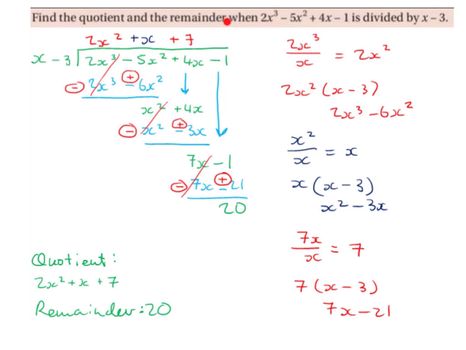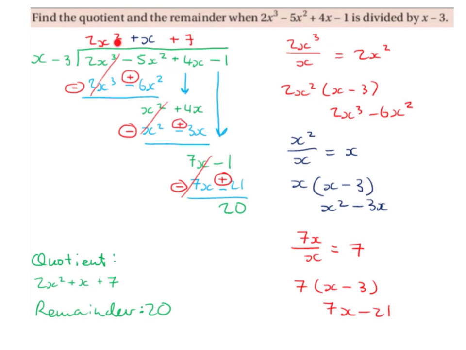Find the quotient and the remainder when 2x cubed minus 5x squared plus 4x minus 1 is divided by x minus 3. So again we set up our bus stop, and this goes inside the bus stop and this goes outside the bus stop. So we start off with taking the highest power of x inside the bus stop, which is 2x cubed. And we take the highest power of x outside the bus stop, which is x, and we divide them. 2x cubed divided by x is 2x squared. So that's the first part of our answer, 2x squared.